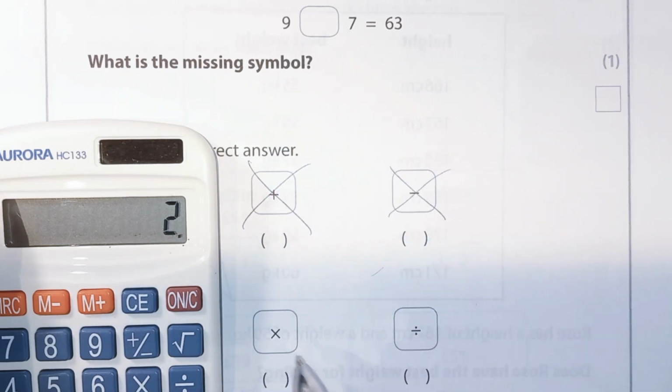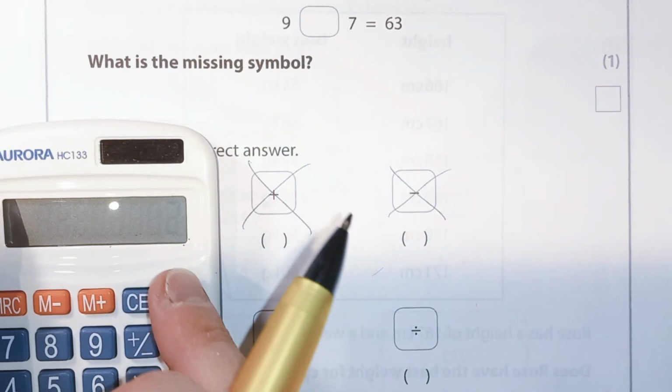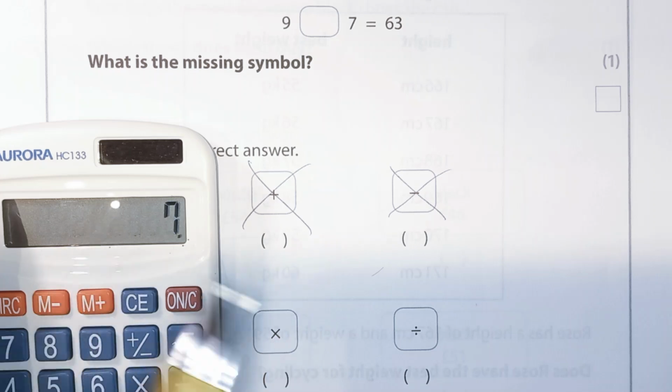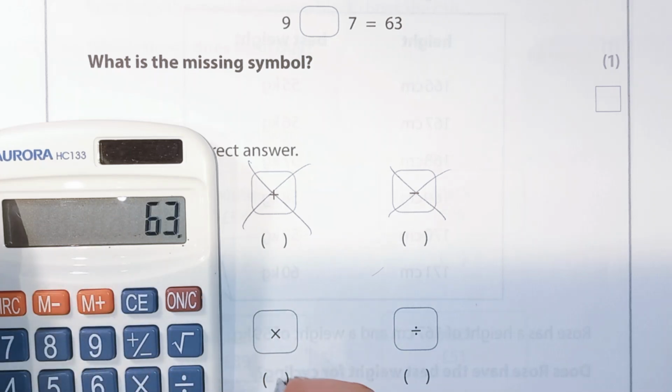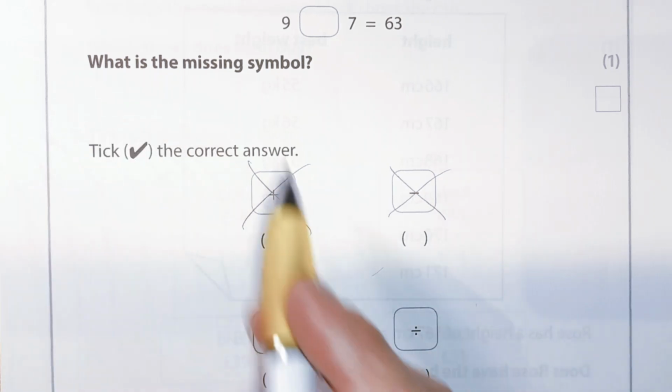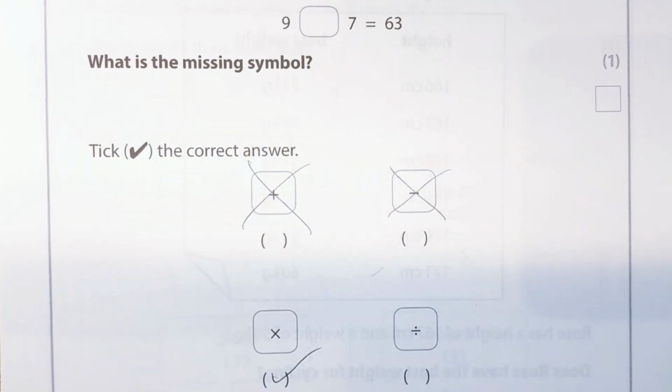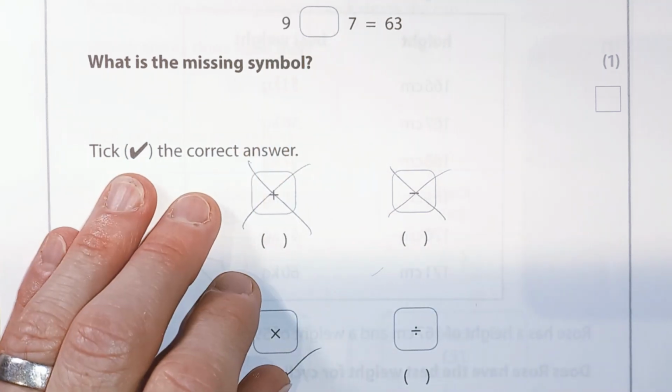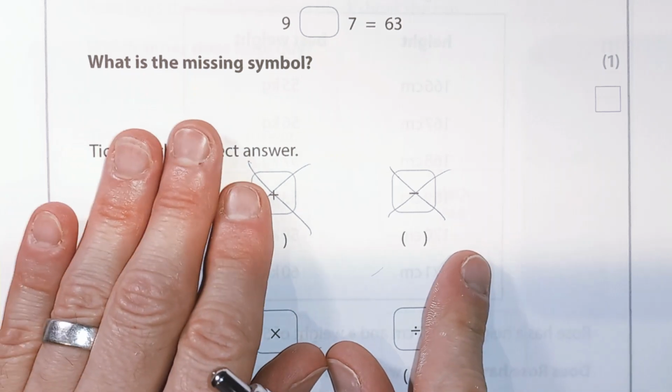But it's not this one. What about if we do multiply or times? 9 times 7 is 63. And that makes sense. If she's doing 9 kilometres for 7 days, that's like 9 plus 9 plus 9 plus 9 plus 9 plus 9 plus 9, which would be our 7 days.